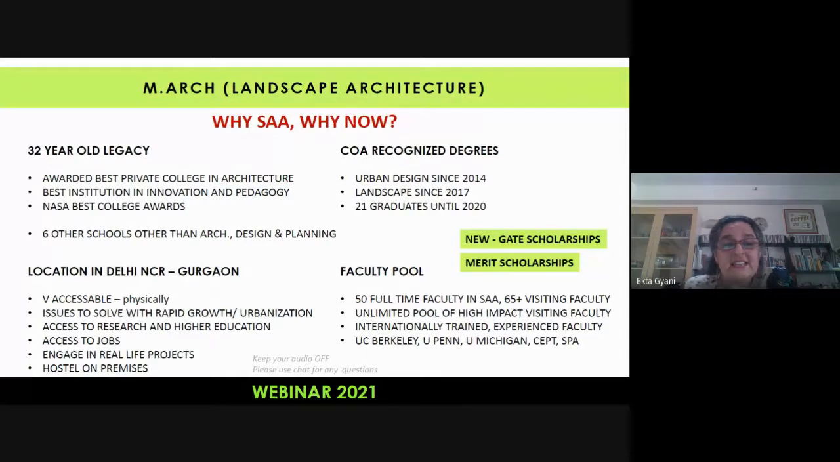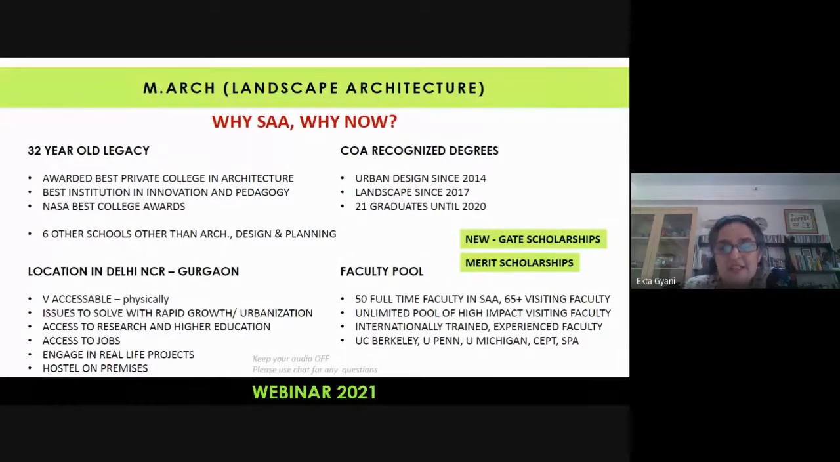Our location in Delhi NCR is very important. We as an institution are very accessible physically. We are right down the rapid metro line, a 5-minute walk from there. And the fact that Gurgaon is rapidly urbanizing, landscape architects have to come to its rescue. I mean, I am 100% sure that we can do a better job with urbanization if landscape architects get involved. We have lots of access to research and higher education institutions, access to jobs, and our USP, we engage in real life projects. We have a fabulous hostel on the premises.